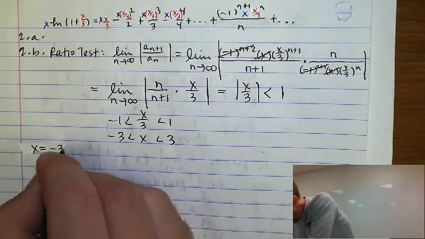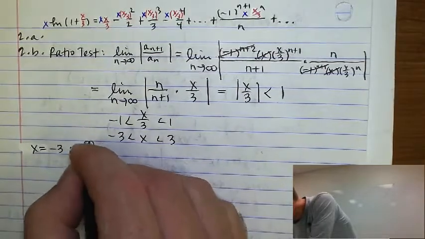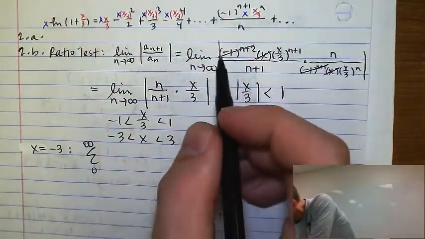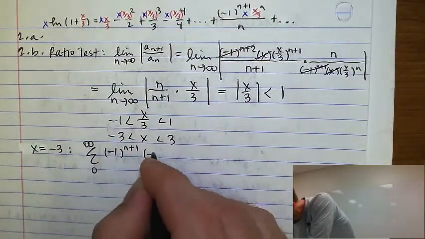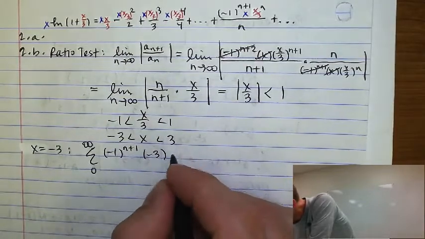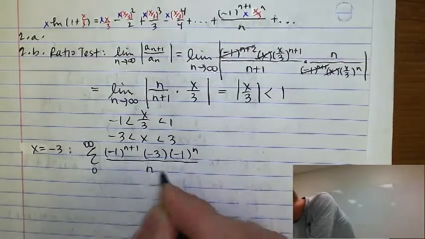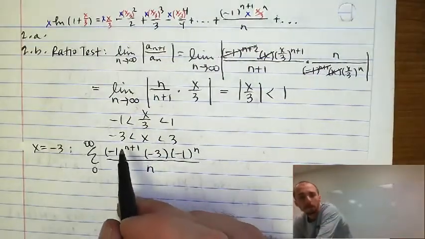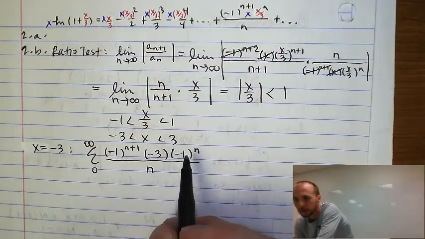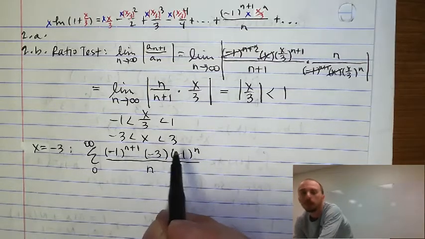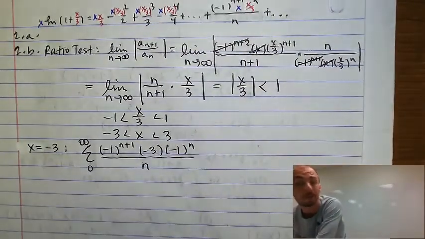At x equals negative 3, what I will have is a sum from 0 to infinity of negative 1 to the n plus 1 times negative 3 over 3 to the n, over n. Okay, what's going to happen is negative 1 to the n plus 1 is the opposite, right? So this is always negative 1. You could look at this as negative 1 to the 2n plus 1. 2n plus 1 is always an odd number, so negative 1 to the 2n plus 1 is always negative 1.